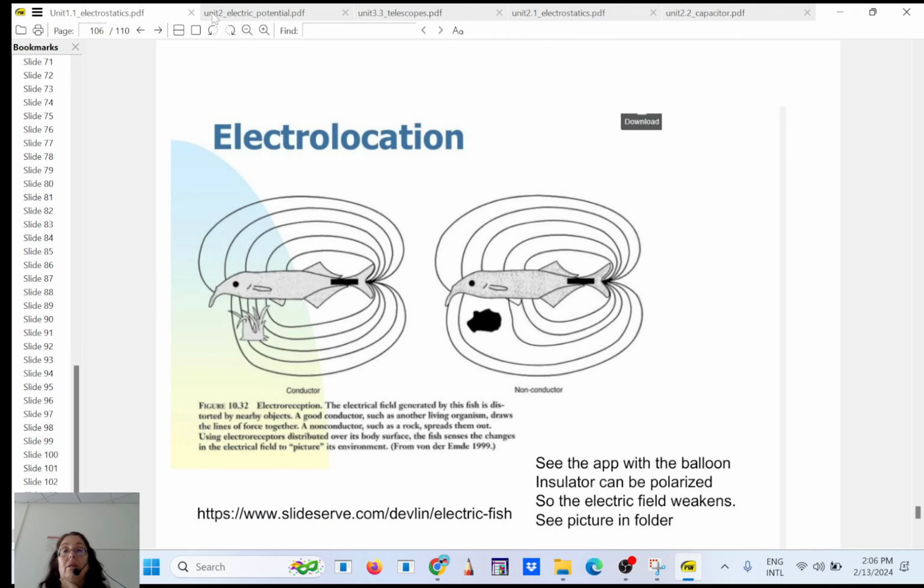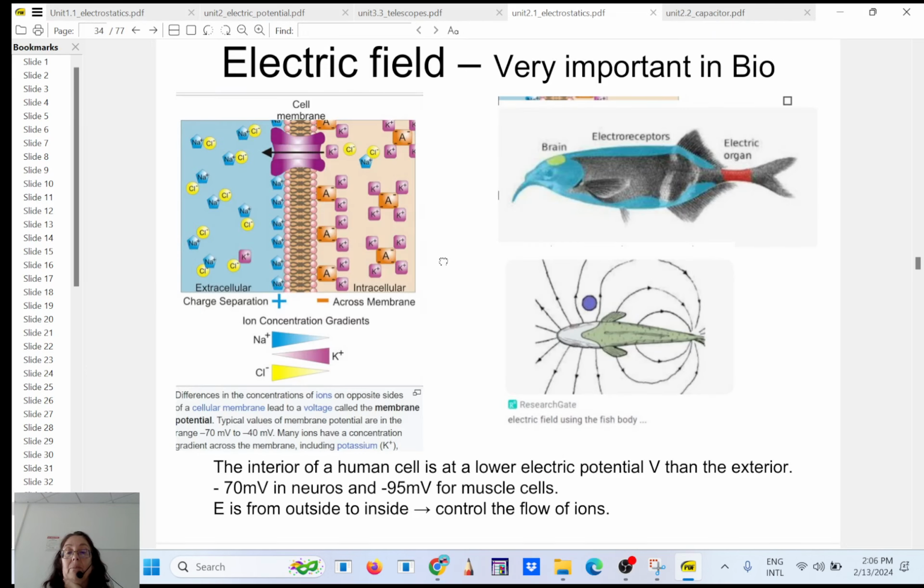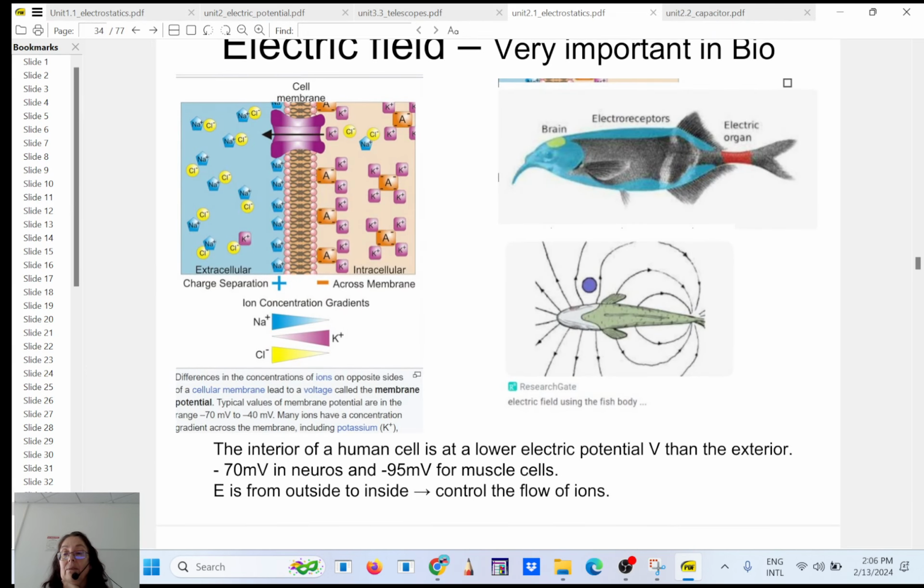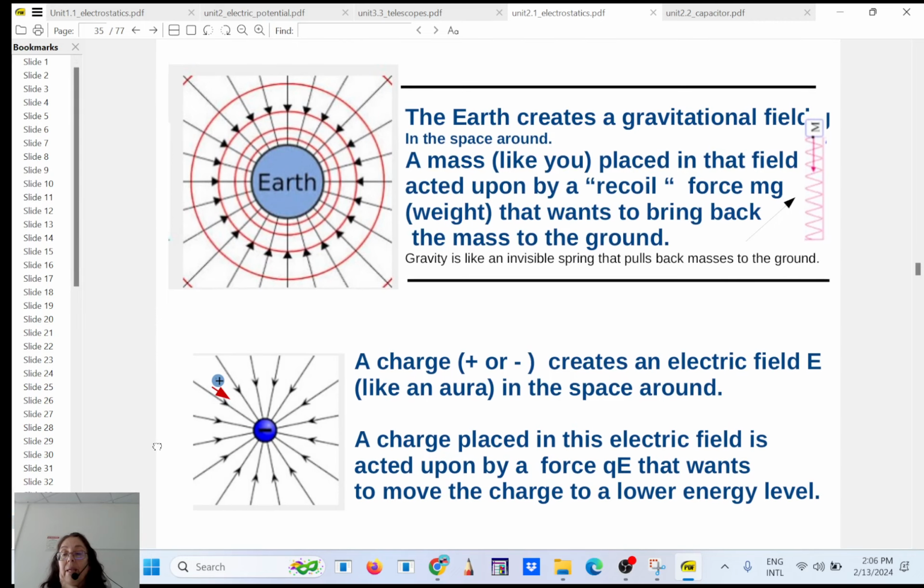Okay, so a lot of applications here in biology. We talk about that already. Okay, so let's talk about that. Remember from physics 1, the Earth is making an aura around it. We call that the gravitational field.